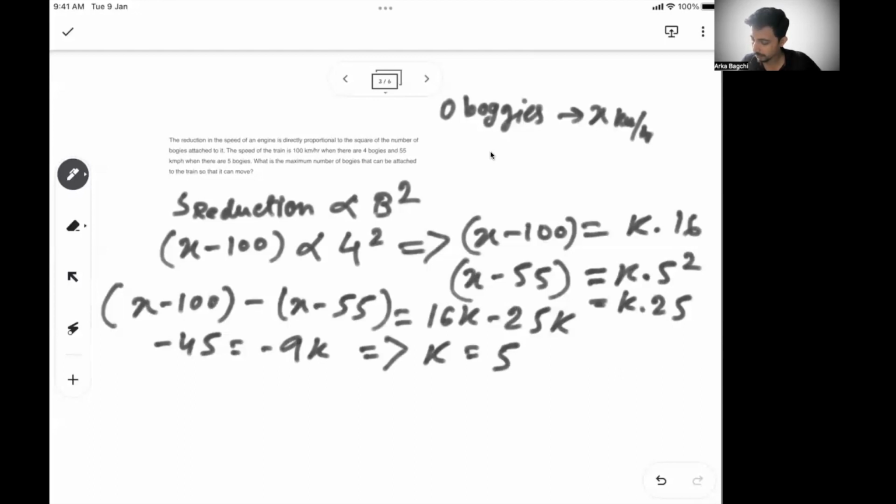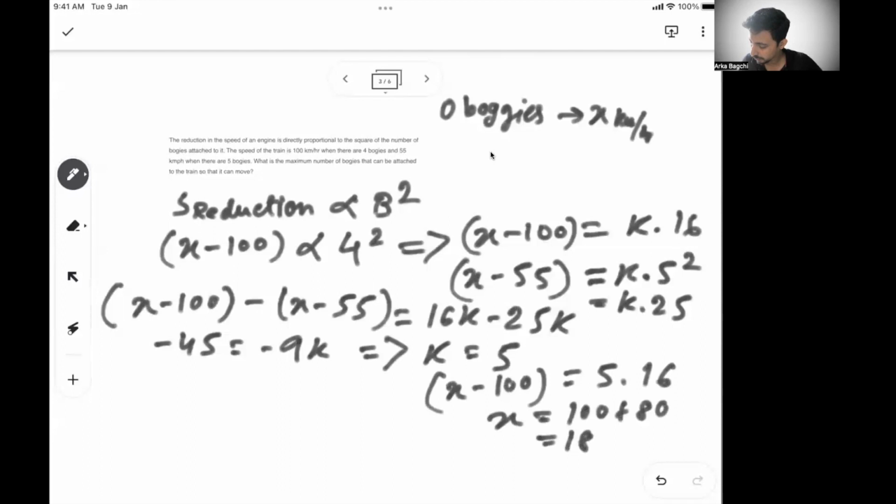And if we put back the value of k in any one of the equations, we will get x minus 100 is equal to 5 into 16, or x is equal to 100 plus 80, or 180 kilometer per hour. So 180 kilometer per hour is the speed when there are no bogies attached to it.